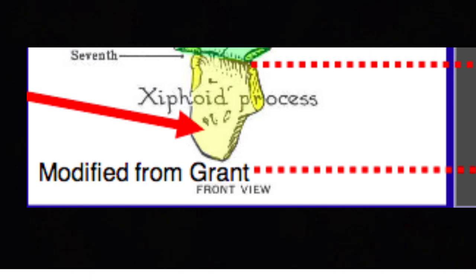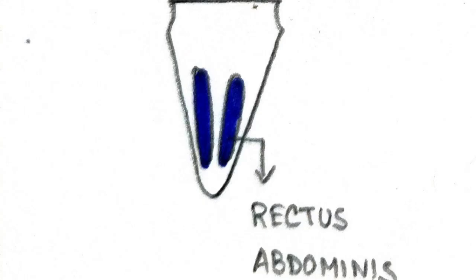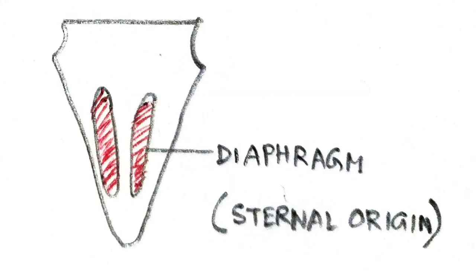Now the xiphoid process, also known as the metasternum. It is the lowest and the smallest part of the sternum, and it varies greatly in size. The tip provides attachment to the upper end of the linea alba. The anterior surface provides insertion to the medial fibers of the rectus abdominis. The posterior surface gives origin to the sternal fibers of the diaphragm.